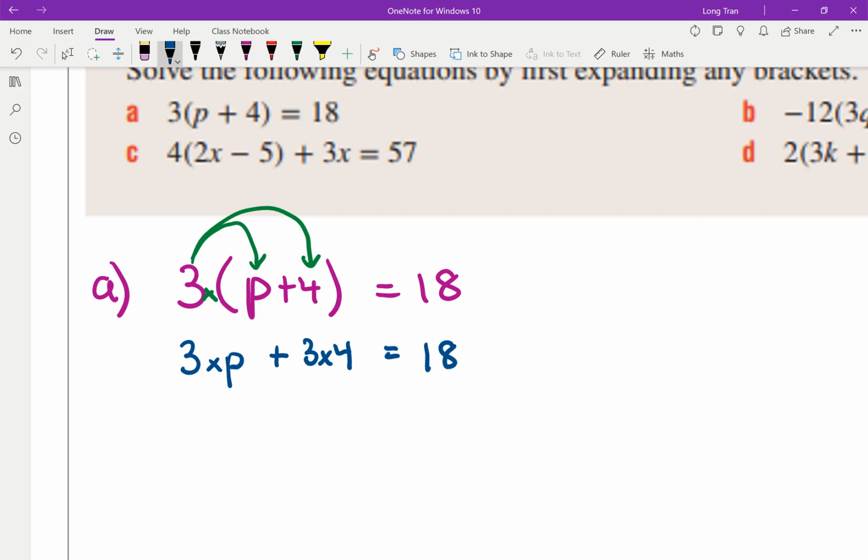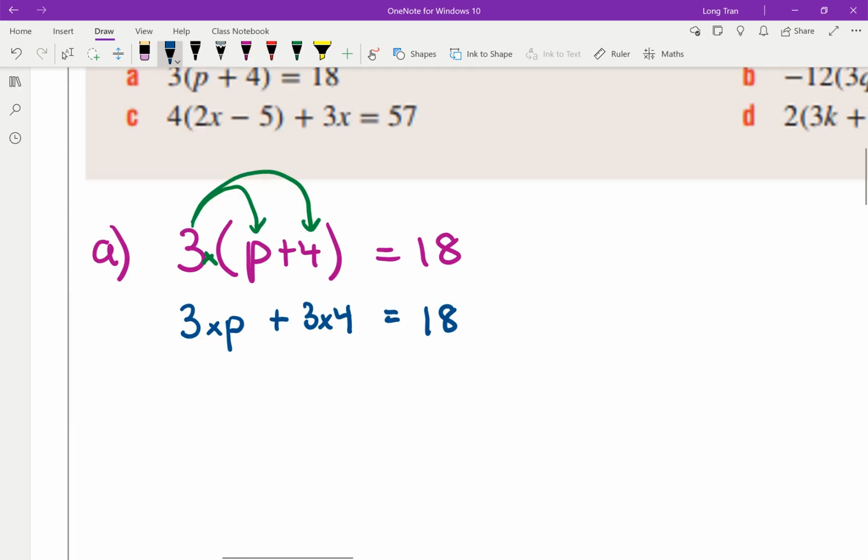You see how I'm keeping the equal signs together? Don't move it around. I see some of your working solutions, you're writing equal signs everywhere. It should just be where it starts, it stays the same. It's an equation, all right? So here we simplify it.